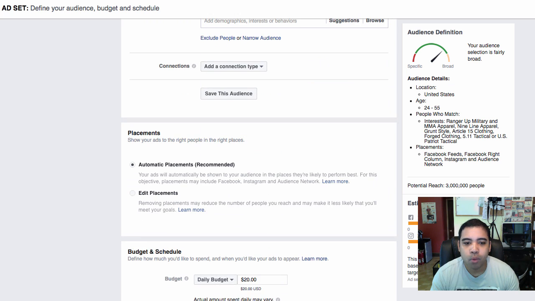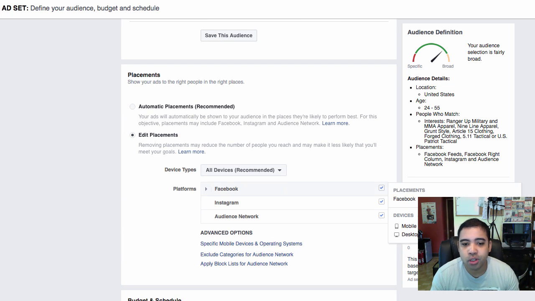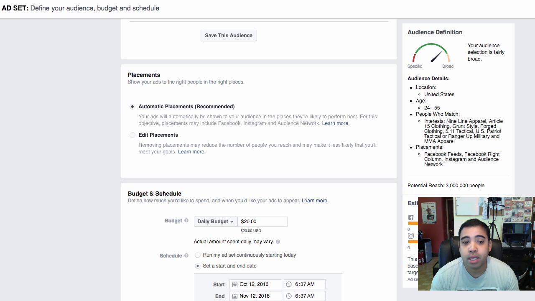Once you do that, we have what's called placements. In placements, you can target Facebook feeds, right columns, Instagram, and audience networks. Typically, I target all of them at first, and then I find out what's working. If I find a winning product, sometimes I remove Instagram, audience network, and the right column and just keep the feeds. Or I'll remove the feeds and just keep the right columns, depending on what's working best. You want to split test that as well once you're scaling.